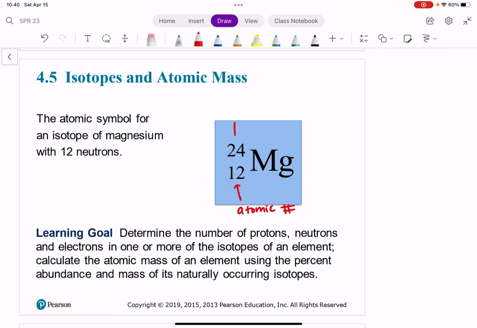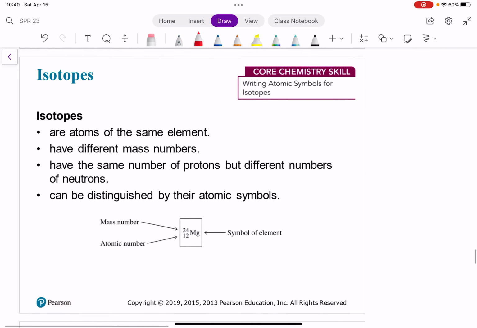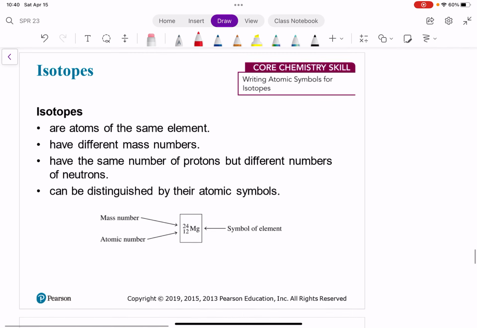So what's this number on the top, do you think? This is the mass number. Okay, so the mass number is, remember, number of protons plus number of neutrons. So just off the top of your head here, try to see if you can figure out how many neutrons this magnesium atom has. Yeah, it has 12.